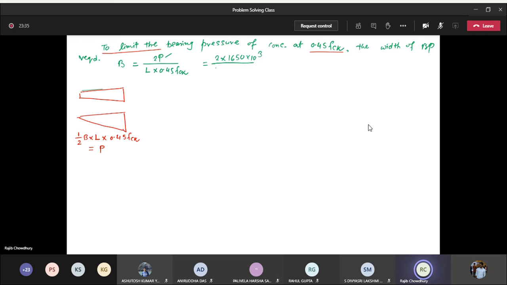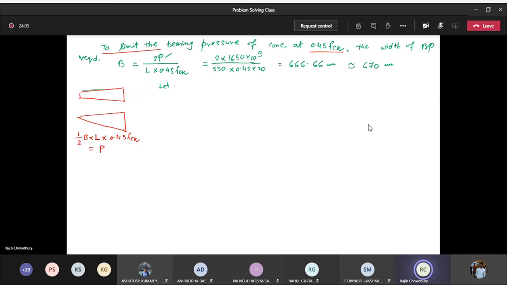Divide by, how much was the L? 550 times 0.45 times 20, which is becoming 666.66 millimeter. And we may easily provide 670 or 680, something like that, nearby. Okay. So I have concluded in this way.